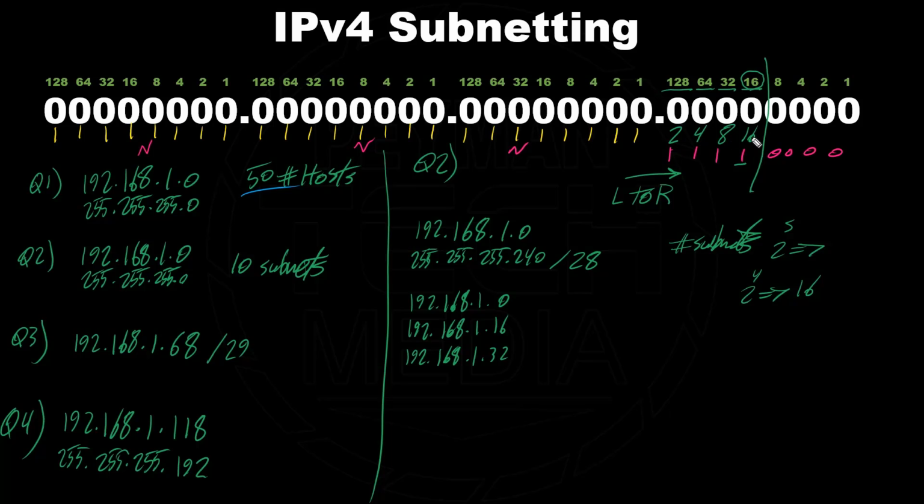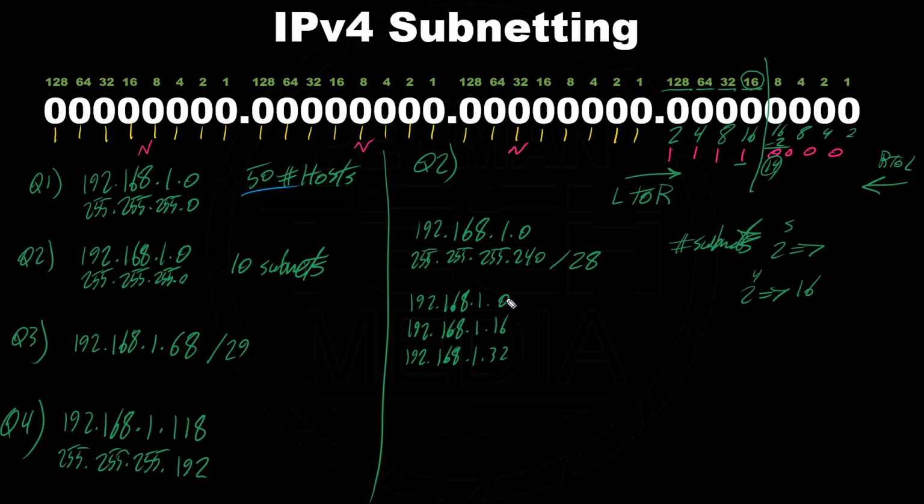8, 16. Earlier we talked about the number of hosts going from right to left. For the number of hosts, starting with 2, 2, 4, 8, 16 minus 2. We had to do the minus 2, 14. So we know we will have 16 subnets. Every subnet we can have up to 14 available IP addresses.